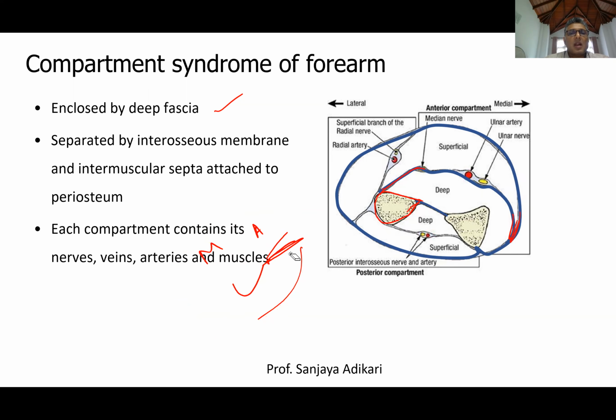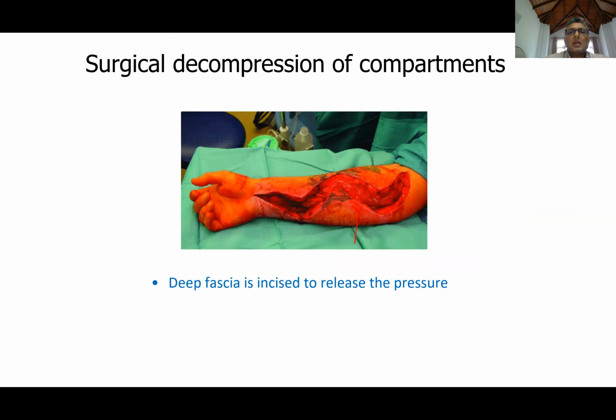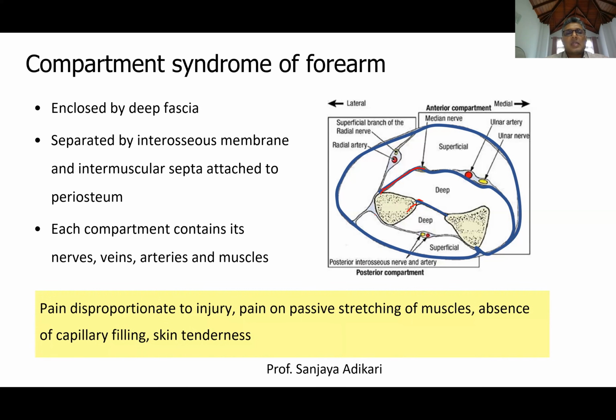So the vessel obstruction, arterial obstruction, is crucial. You get ischemic necrosis of muscles. So what you do is you release the pressure of the compartments by opening up the fascial compartments. Now, how do you suspect compartment syndrome? The pain is disproportionate to the injury. That is one important point. If there is an unexpectedly high degree of pain, then you suspect compartment syndrome.